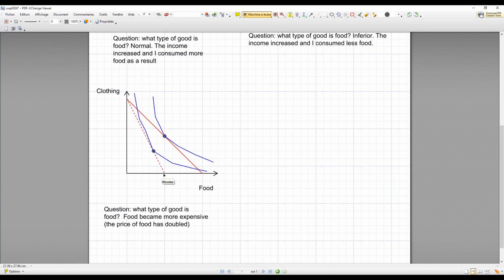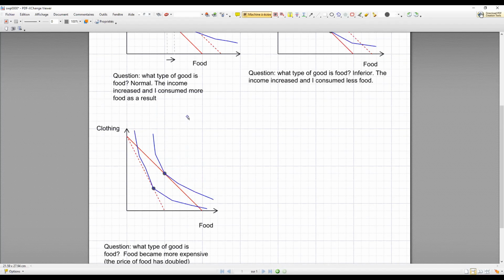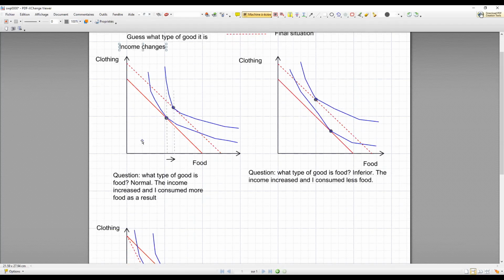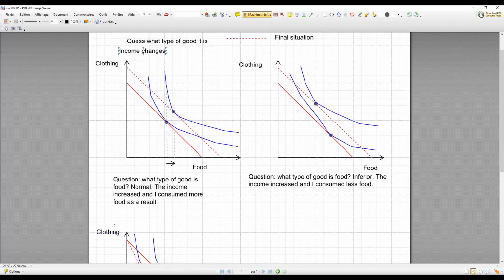So that's how I know that the price has changed. So this is budget change, income change here, and this is price changes.